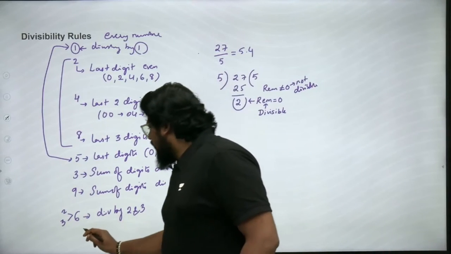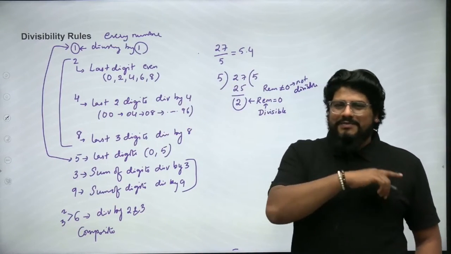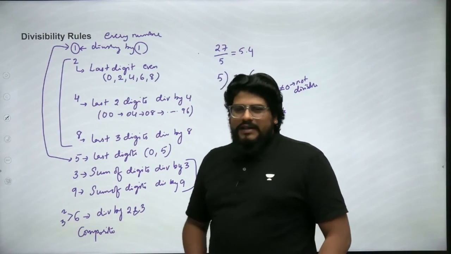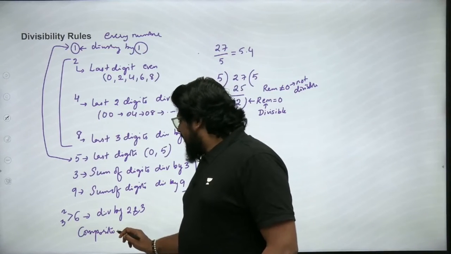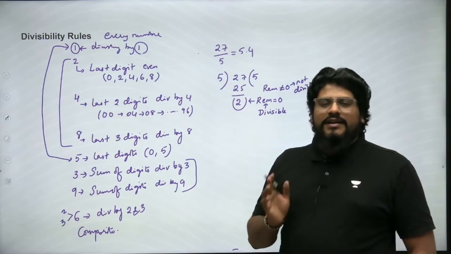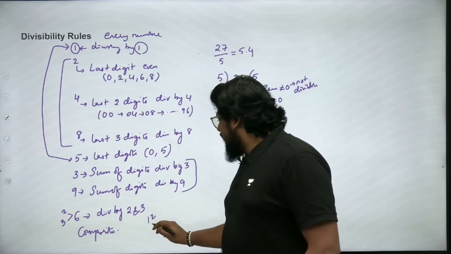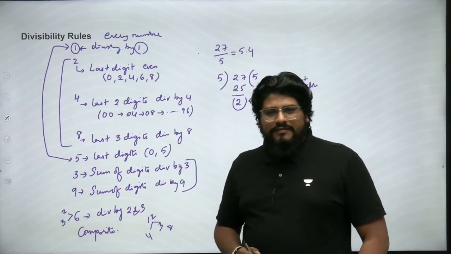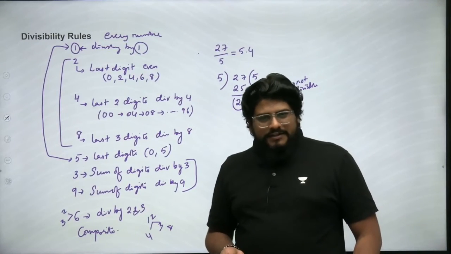So, remember, for all composite numbers, what are composite numbers, guys? Go back to the prime and composite video, refer to it and come back and let me know. A composite number is a number which has more than 2 factors. For all the composite numbers, if it satisfies the rules of its immediate factors, then the number is supposedly divisible by that particular composite number. For example, for 12, it should satisfy the rule of 4 and 3. For 24, 8 and 3. So, for any composite number, it should satisfy the rule of its factors.